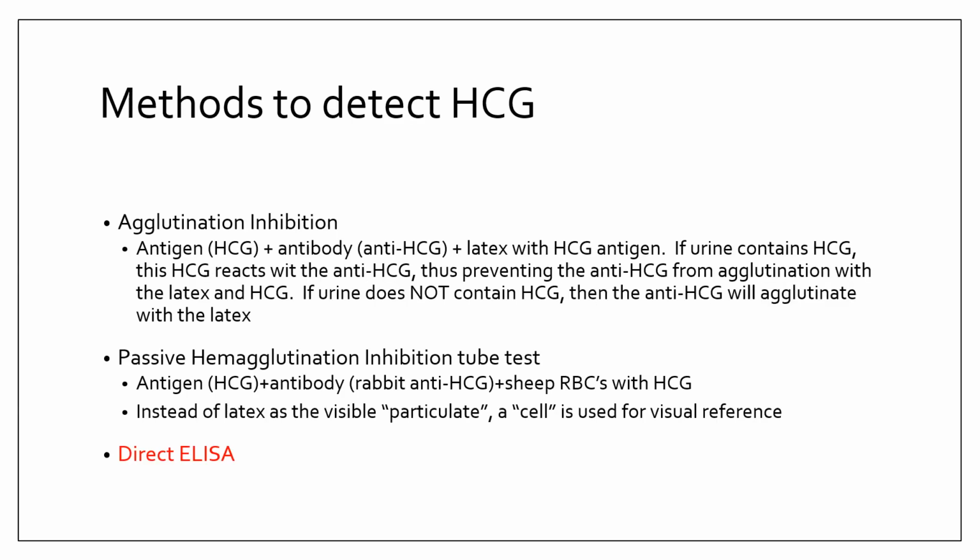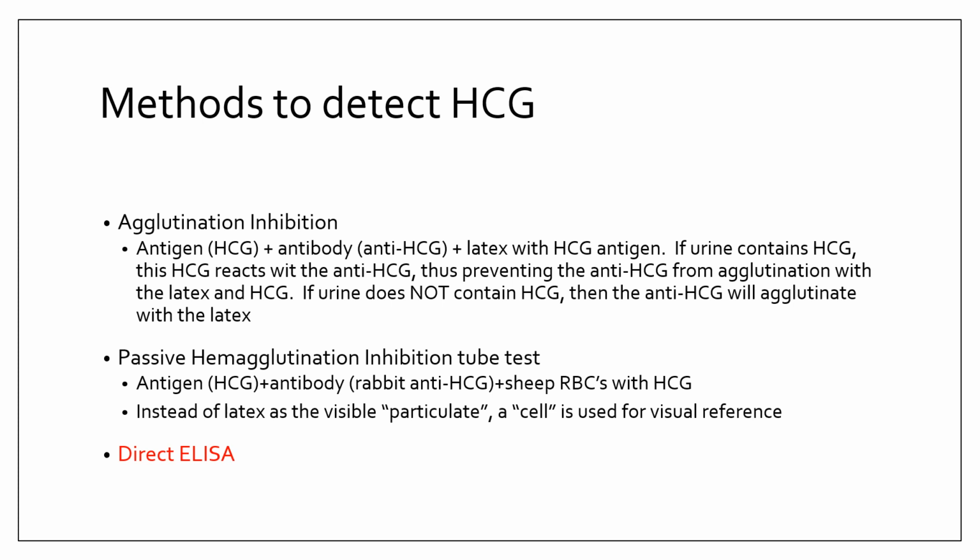There's a couple of different ways that we can detect HCG. One is called agglutination inhibition. It's exactly like it sounds. We have antigen, which is HCG, and antibody, which is anti-HCG, and latex particles with HCG antigen added. If the urine contains HCG, the HCG is going to react with anti-HCG, thus preventing the anti-HCG from agglutinating with the latex and HCG. If urine does not contain HCG, then the anti-HCG will agglutinate with the latex. That's called agglutination inhibition.